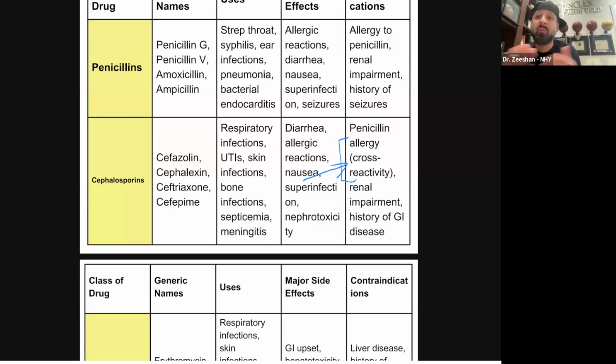Actually, we're going to teach you that cephalosporins have cross-reactivity. So if you're anaphylactically allergic to penicillins, we do not want to give you any type of cephalosporin. So again, in general, with these two drugs, I want you to take away this.